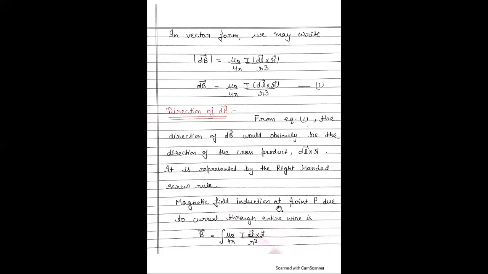Magnetic field induction at a point due to the current through the entire wire. Entire wire means the total length of the wire. Therefore, integrate this equation. Integrating dB gives B equals the integral of mu naught upon 4 pi I dl cross r upon r cube.